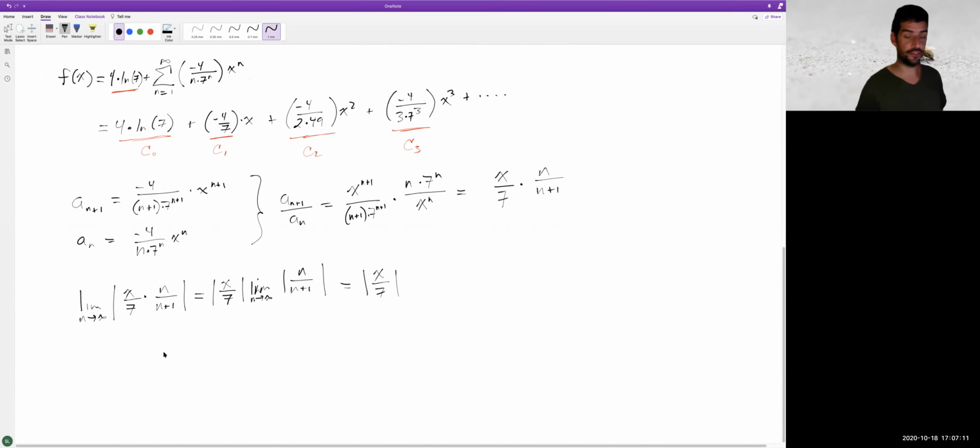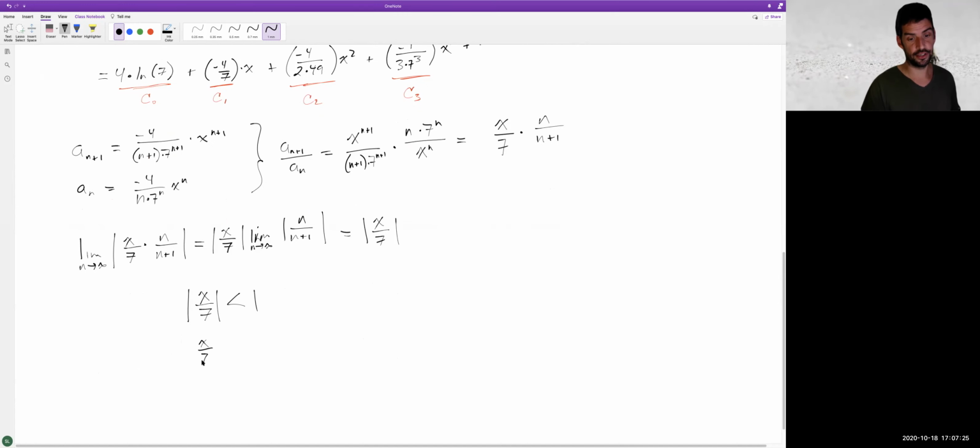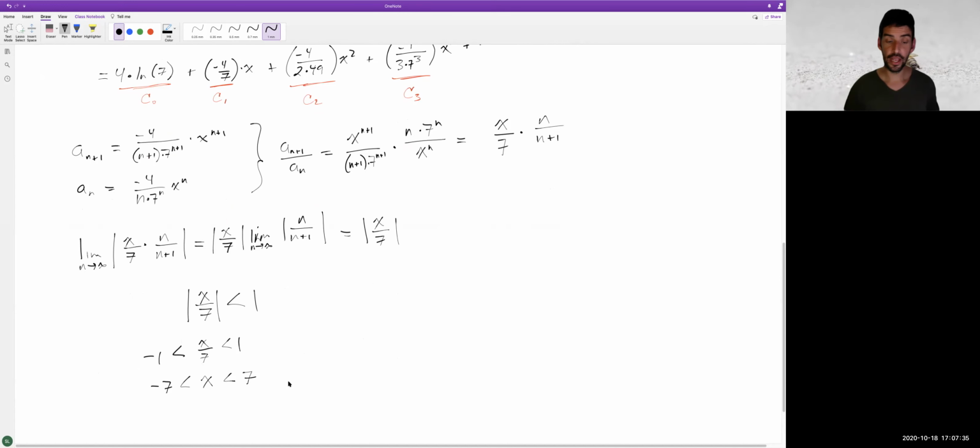So remember, this test tells us that the series converges if this limit is less than 1. So we want to know where is the absolute value of x over 7 less than 1. This is equivalent to saying x over 7 is between -1 and 1, or x is between -7 and 7. And so here it's easy to see that the radius of convergence is equal to 7. Okay, so that's our process.